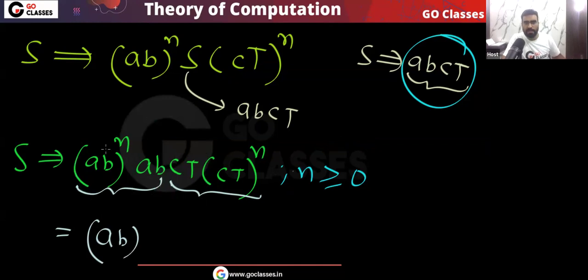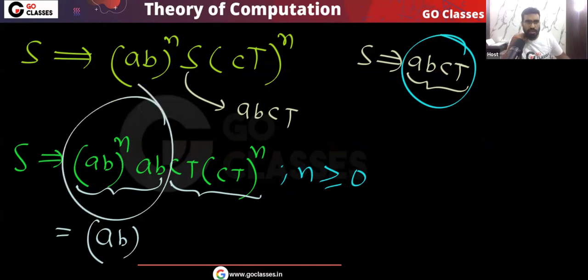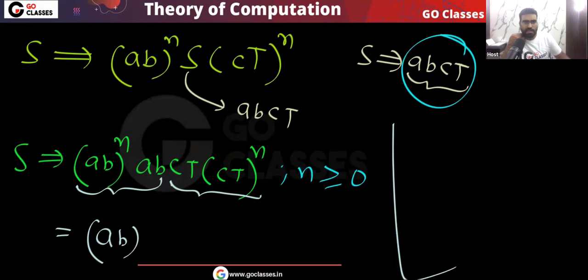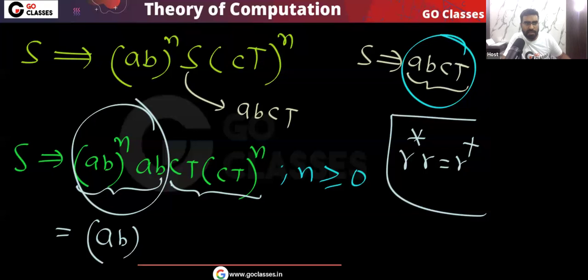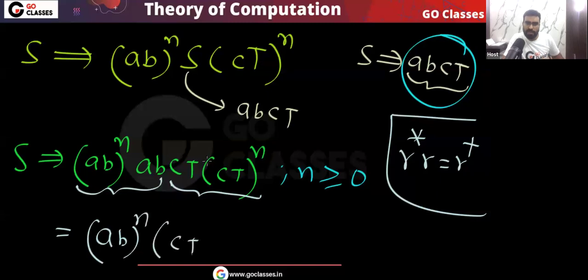one CT. See, this is n is greater than equal to 0. This n is greater than equal to 0. But if you look at this, it is like this. You know that R star, if you have R star R, that is basically R plus. Correct? Okay, so what I can say? I can combine this, and I can say it will be like A power AB power M, or you can say N, no problem. And here I can combine this CT, this is CT power N. Okay, so CT power N, where N will be what? N will be greater than equal to 1.